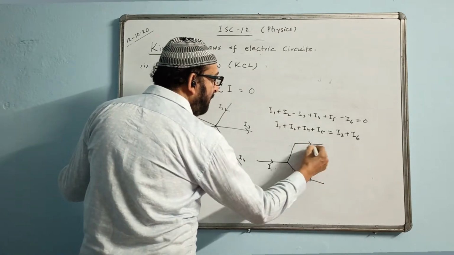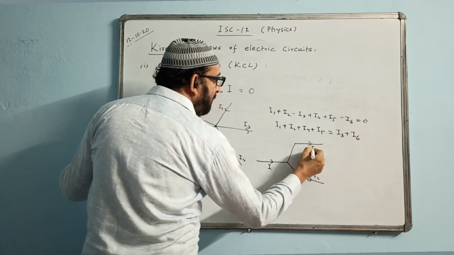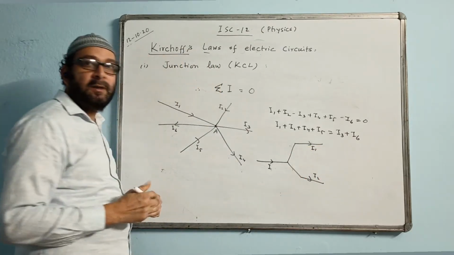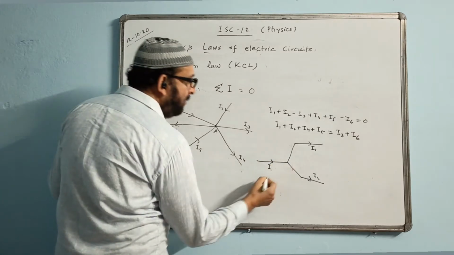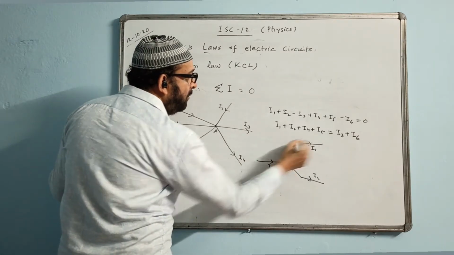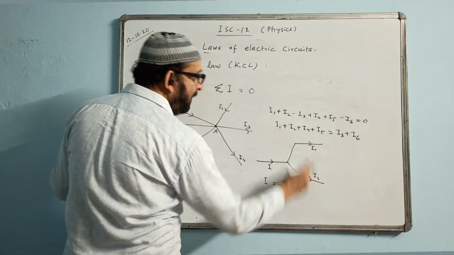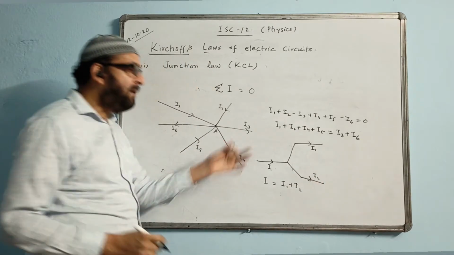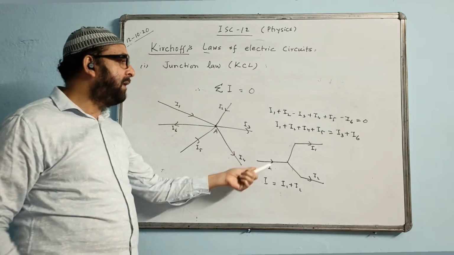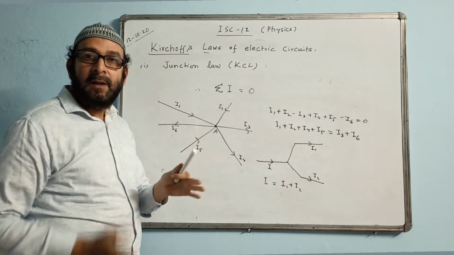Suppose this current is I1, this current is I2, and there is some more current here, I3. How do we write? From here, the current I is distributed, so I is equal to I1 plus I2. If there are more branches, suppose I3 is there, write plus I3. If there is I4, I write I4. The total current I is divided into these parts.